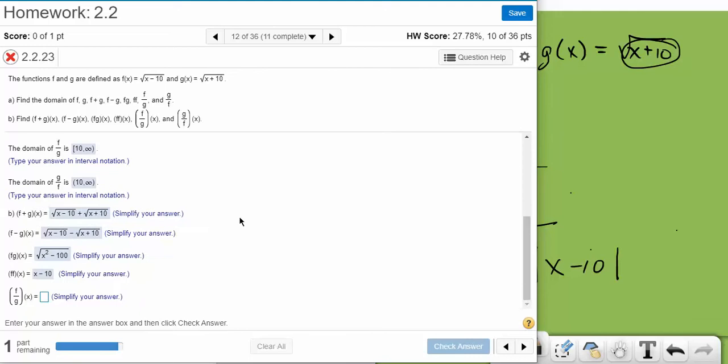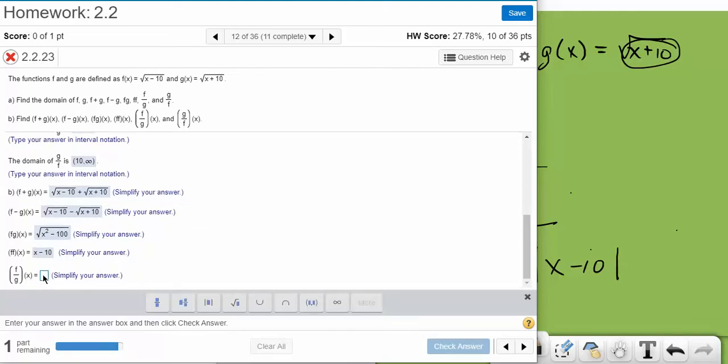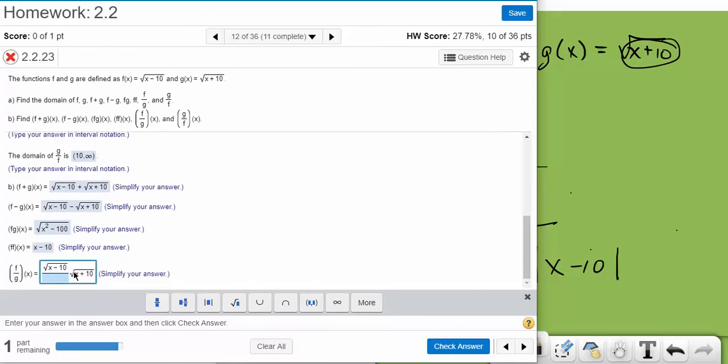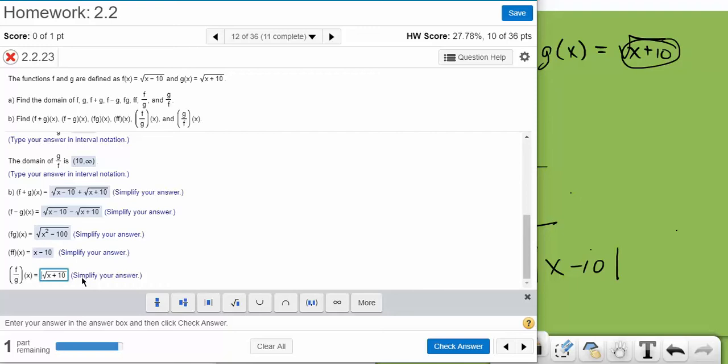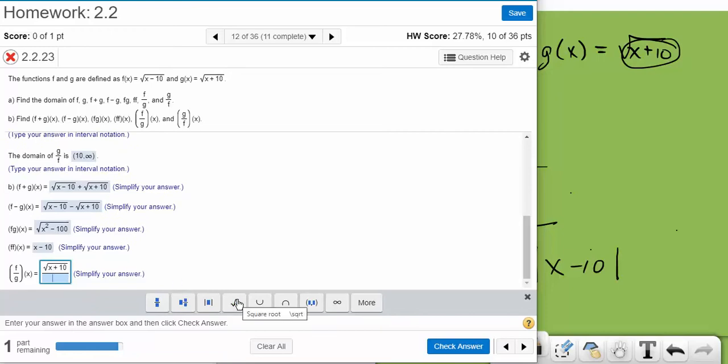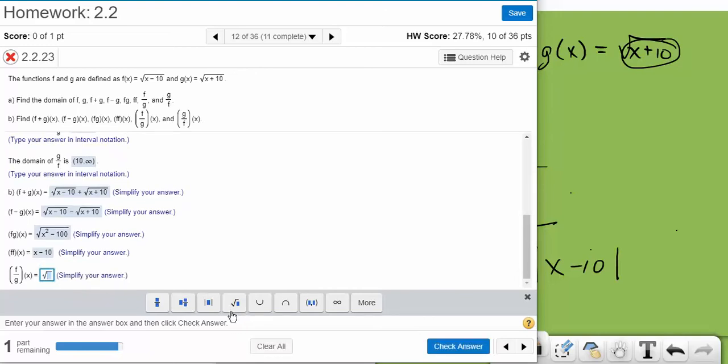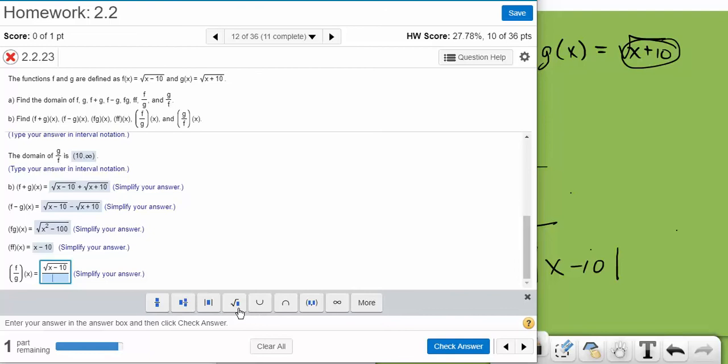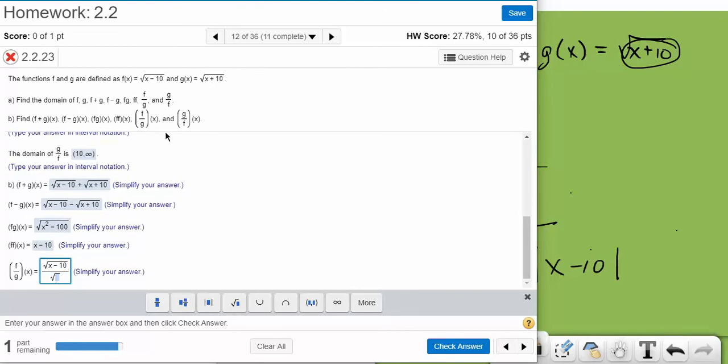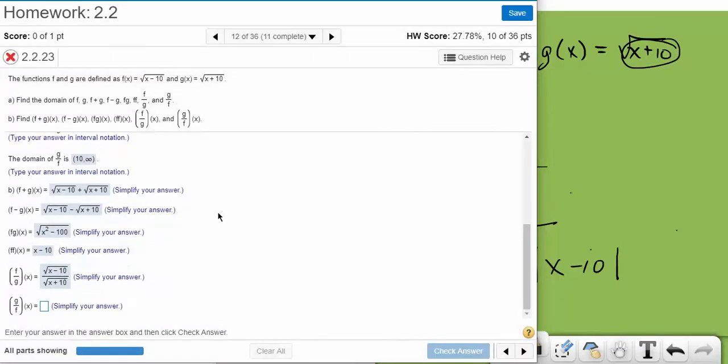Now f divided by g, so f is the x minus 10, so we're going to put that one on top. Divided by square root of, which one's going on top? F is, okay, so it's the square root of x minus 10, divided by the square root of x plus 10, the square root of g is x plus 10. All right, doesn't simplify, so we're good.